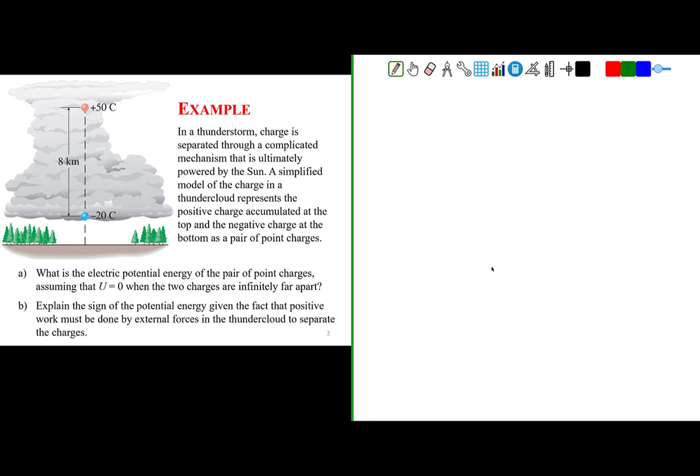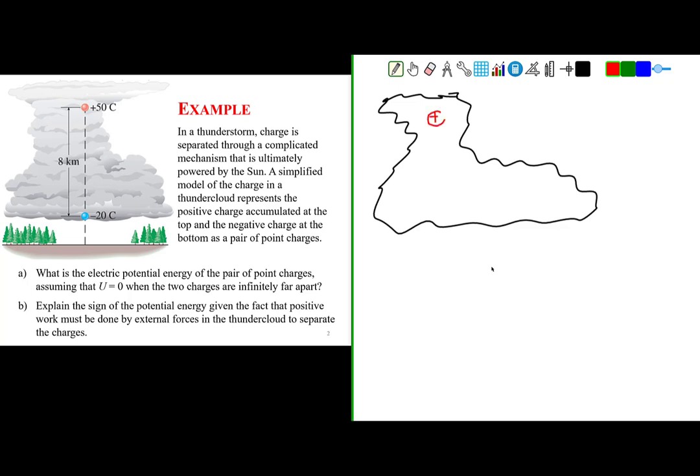Well, let's begin this example with a sketch of our thundercloud. So we have a thundercloud. And what is happening in this thundercloud is a separation of charge. Positive charge is accumulating at the top of the thundercloud. I'll call that charge Q1. And negative charge is accumulating at the bottom of the cloud. Let's call this Q2, where Q1 is 50 coulombs in magnitude, and Q2 is minus 20 coulombs.